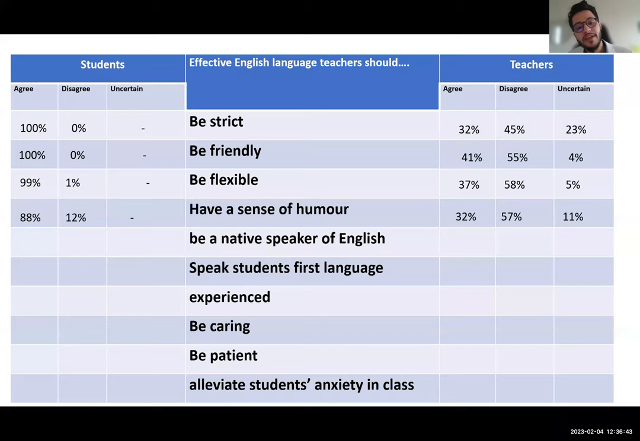Be a native speaker of English. So let's look at the students. This is one that always causes debates. How many students thought that this is important? Of them agreed, which is the majority of the students. 21% of them disagreed, and 22% were uncertain. So people were like, we don't know, we're not sure. And maybe for them, it didn't matter, for those 22% and for the other 21% as well. So about 43% disagreed or were uncertain, and 57% agreed.